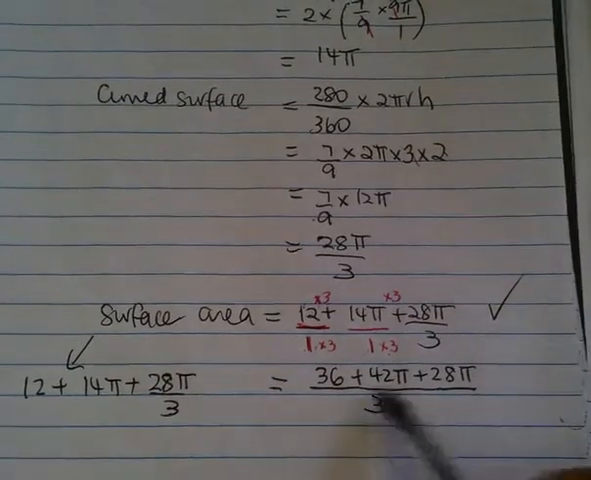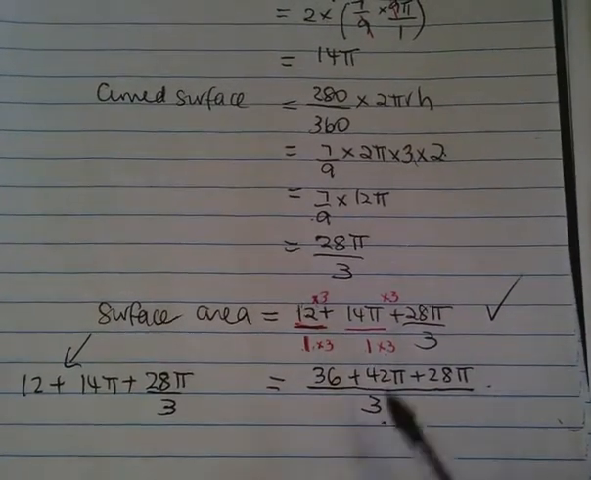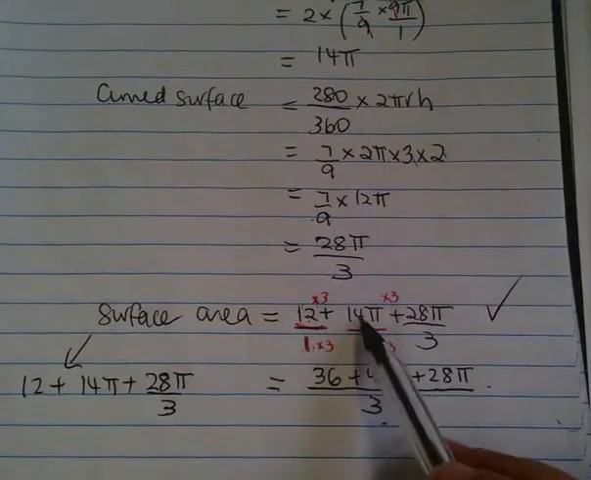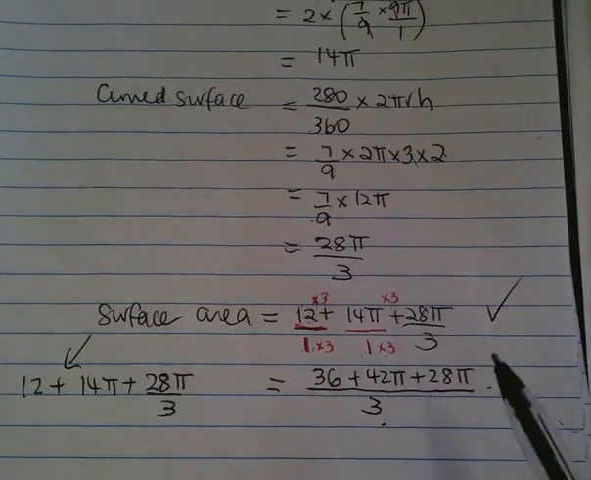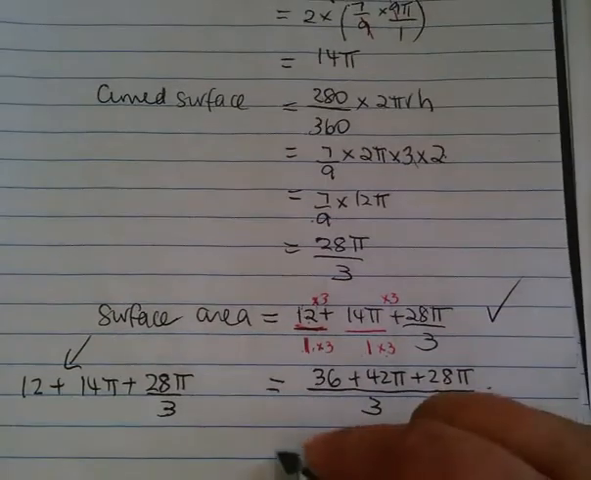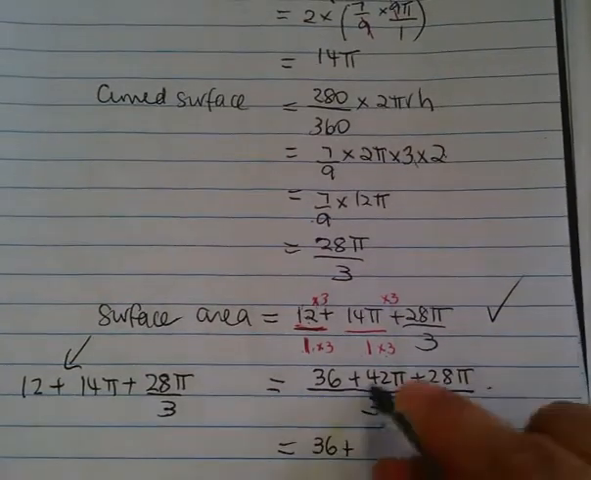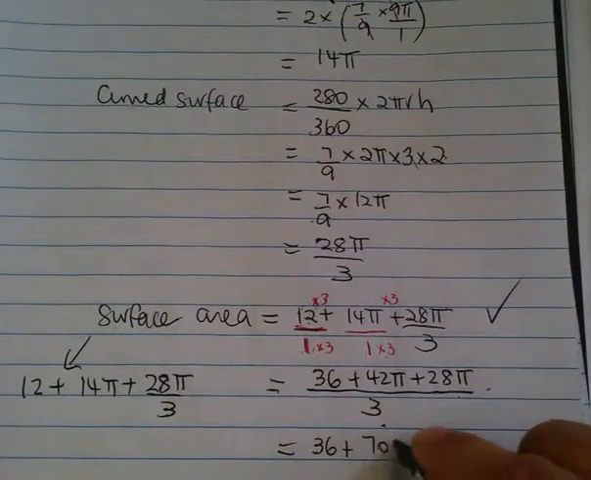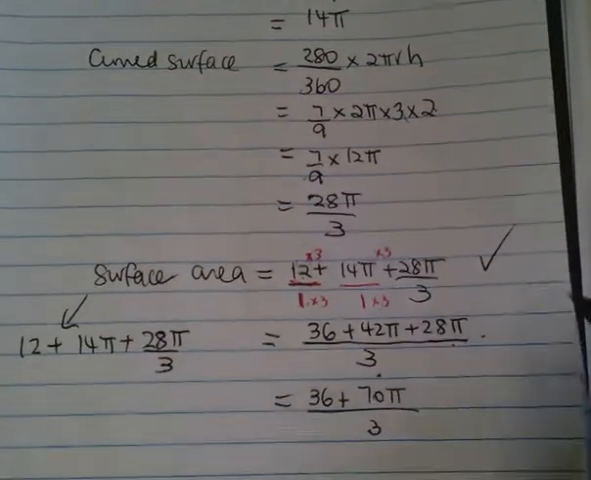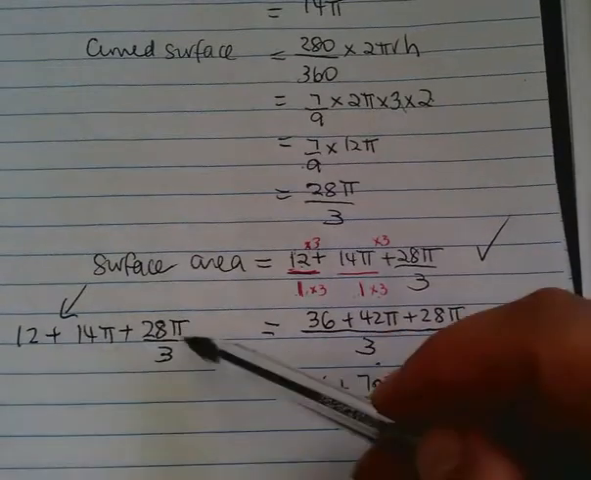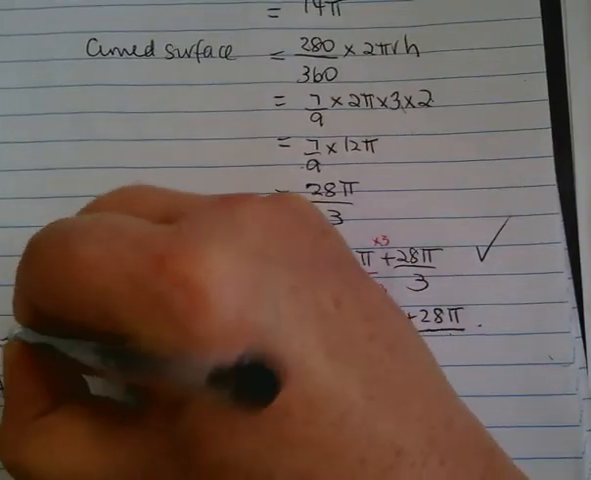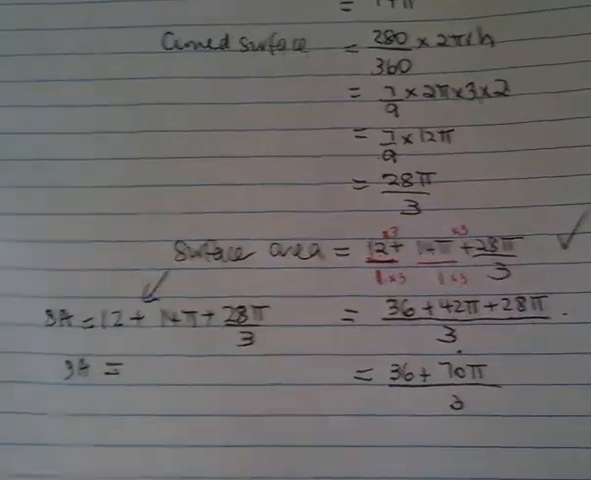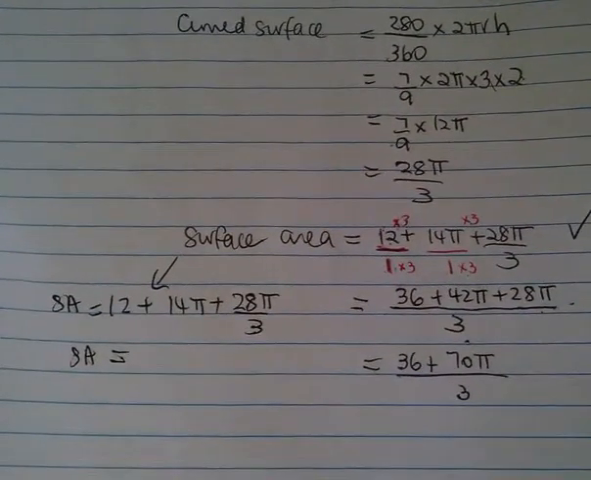So now that all the denominators are 3, I can write it once. And I've got 36. 14 times 3 is 42, so 42 pi plus that. So it's 36 plus, what's that plus that? 70 pi on 3. Girls, it's okay just to write it like that and work it out. I'm just teaching you something that you'll need to know in a year or 2 years' time.